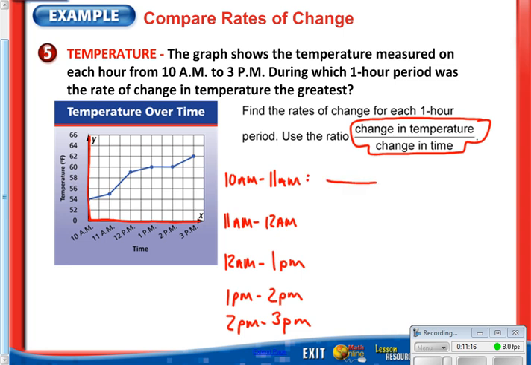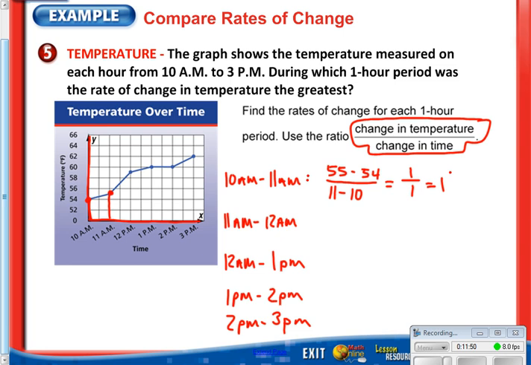And we have the change in time. Well, we went from 10 to 11. At 11 o'clock, we go up and we hit the line up here. Well, the temperature is 55 degrees. At 10 a.m., our temperature is 54 degrees. So I do my subtraction here. I have 1 over 1, which equals 1. And that is 1 degree there. So basically it changed 1 degree in 1 hour. Think of it like that.